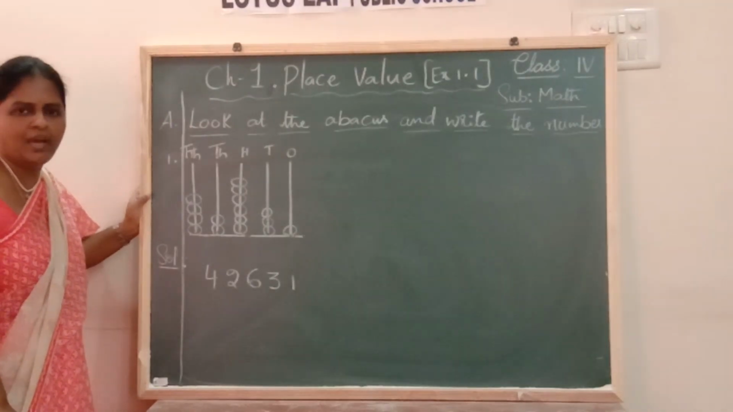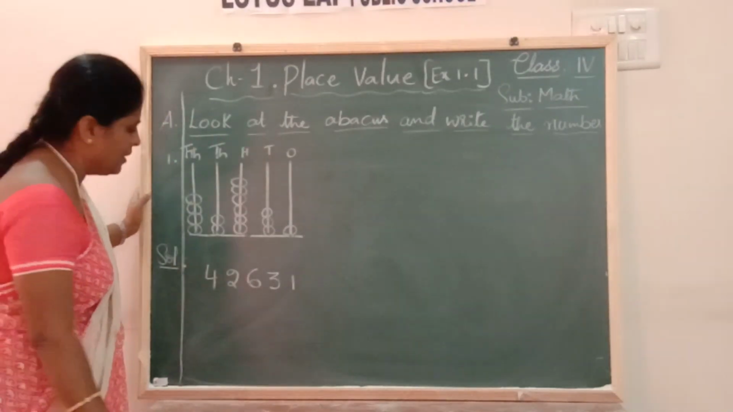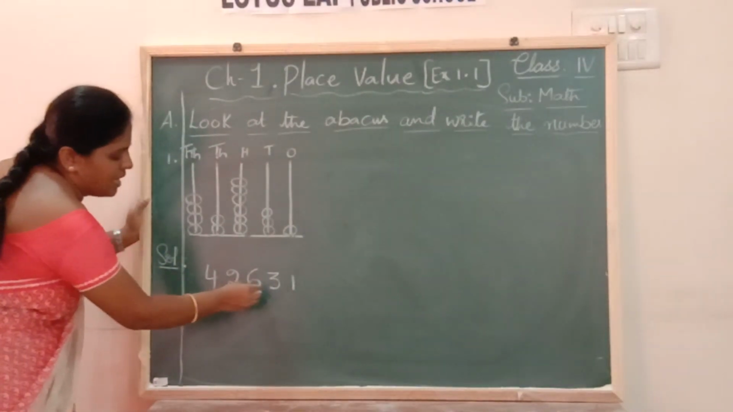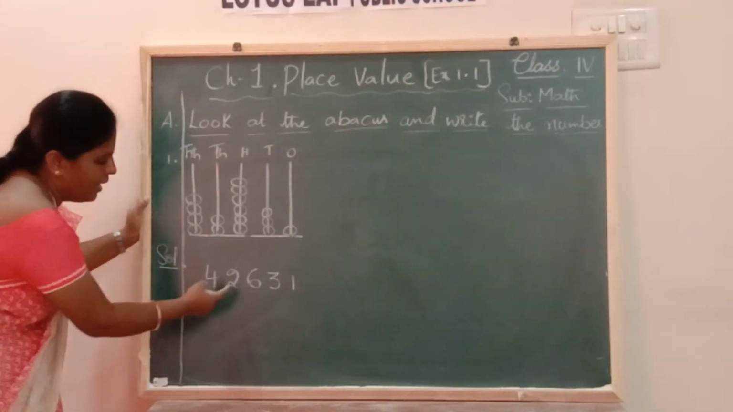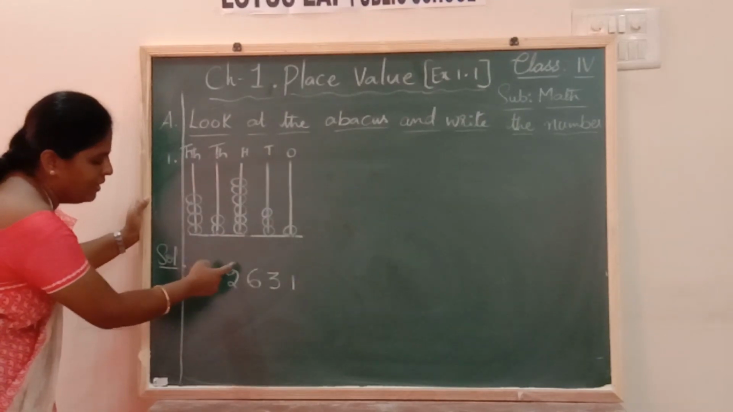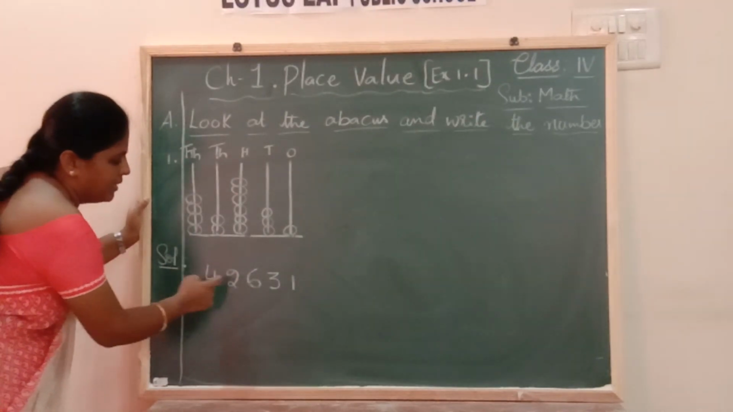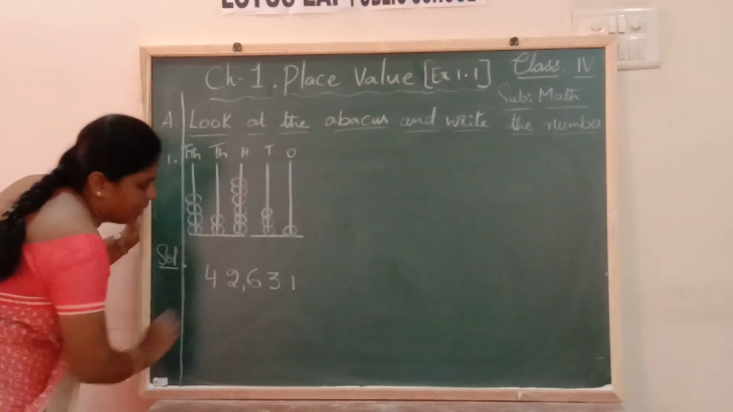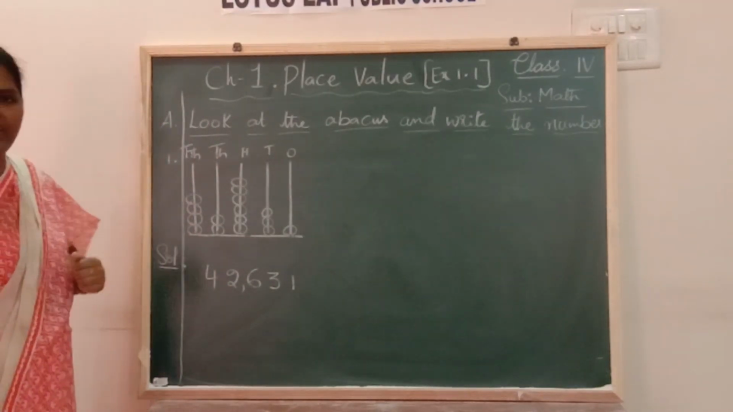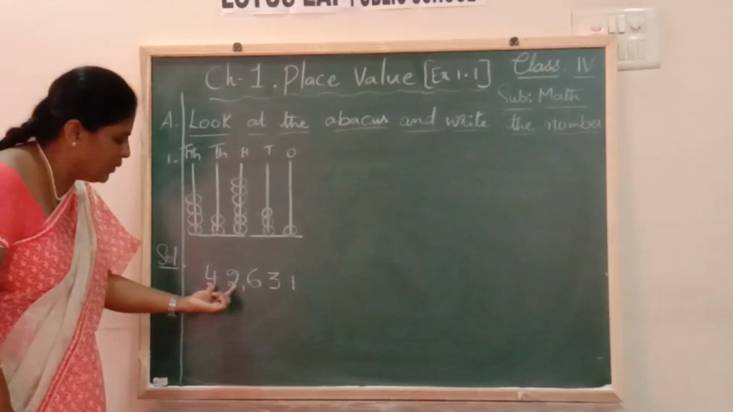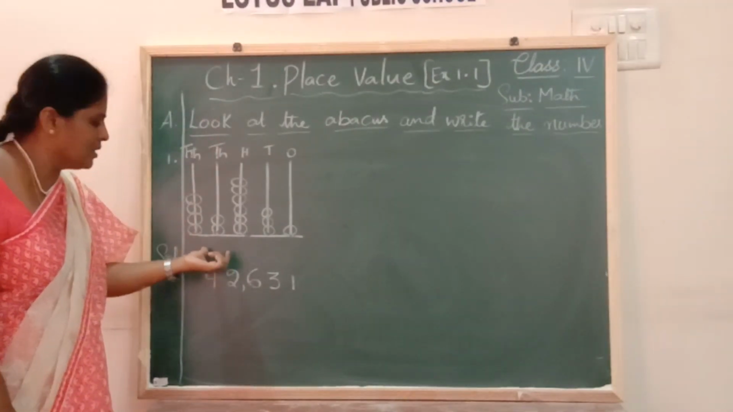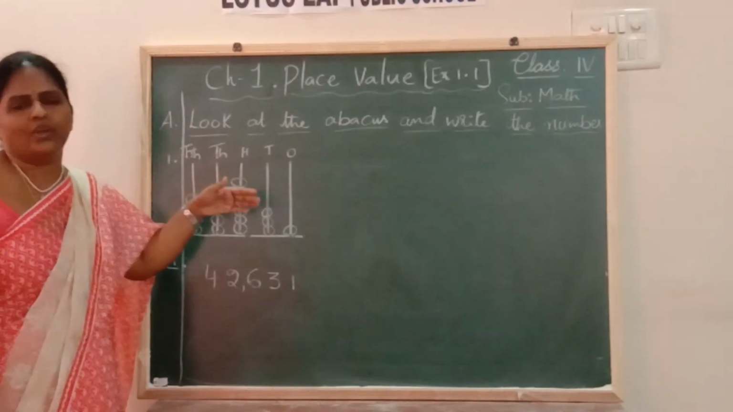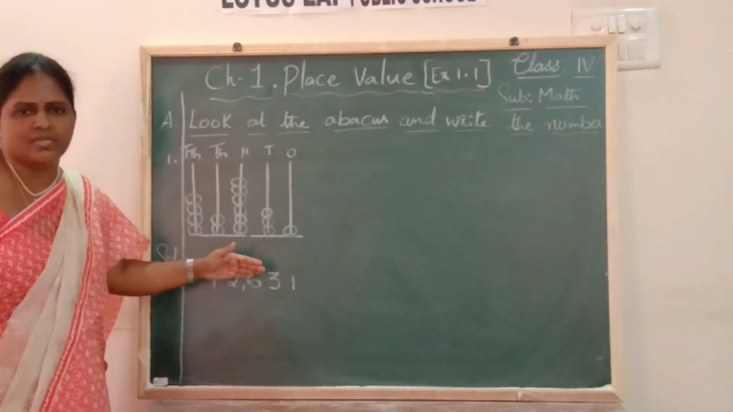So this is the number. Let us put a comma for this, or mark its periods, children. Ones, tens and hundreds are in the ones period, and then thousands and 10,000s are in the thousands period. Separate them. So after the ones period is completed, put a comma here. So how do I read this number now? 42 in the thousands period, so 42,631. So this is how you have to solve the first problem, children.